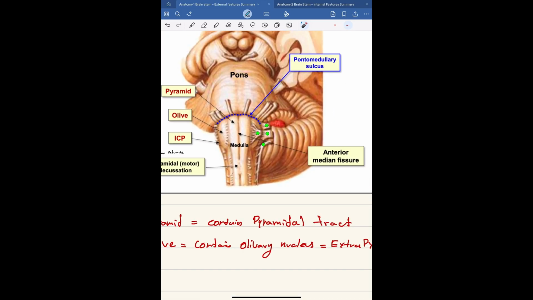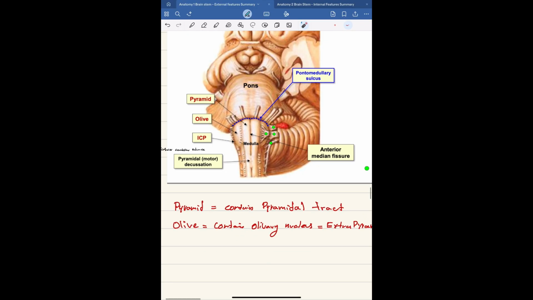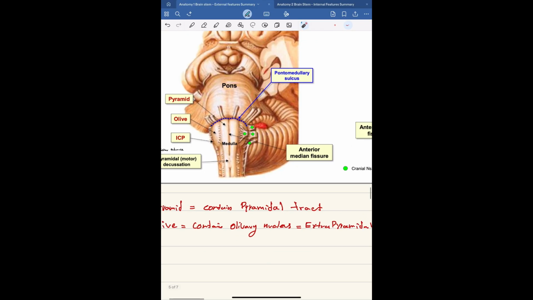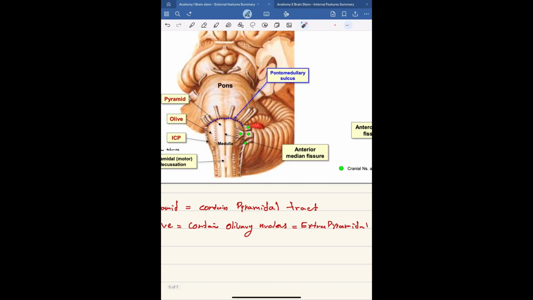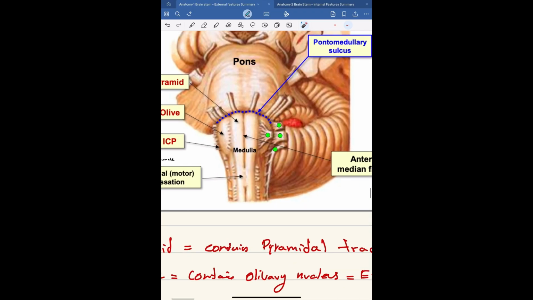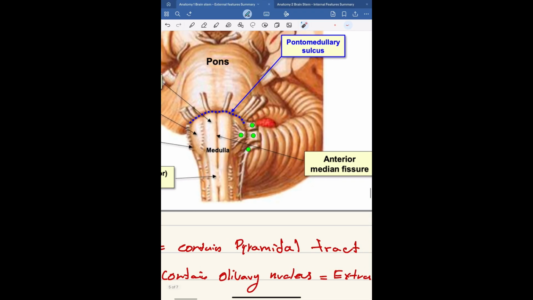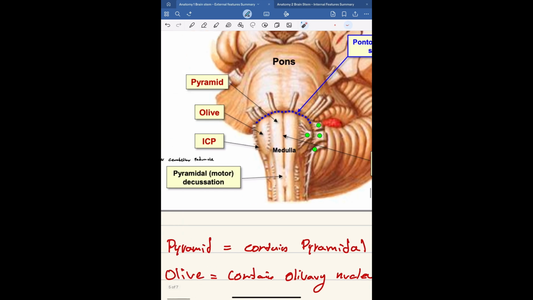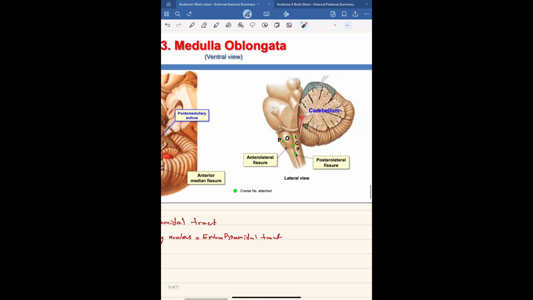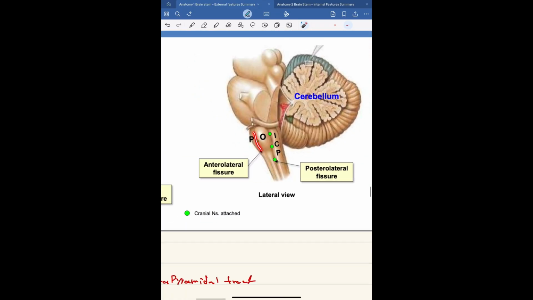Now, nerves. When we talk about the nerves, it's divided into two, and it's based on the fissures. Let me introduce you to them. You have first the anterior median fissure, as we know. Between those two, the pyramid and the olive, we have a fissure called the anterior lateral fissure. And then if you go further, in between the inferior cerebellar peduncle and the olive, you will have the posterior lateral fissure. Let me show it to you here. The anterior lateral fissure and posterior lateral fissure.